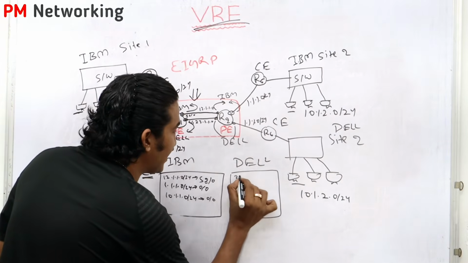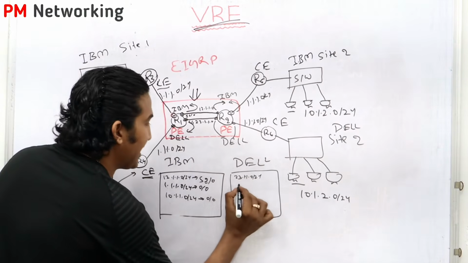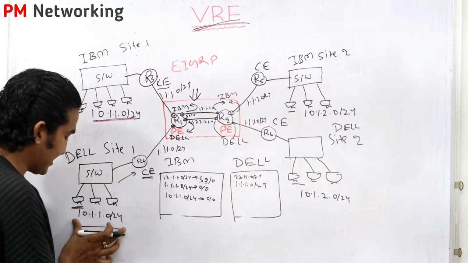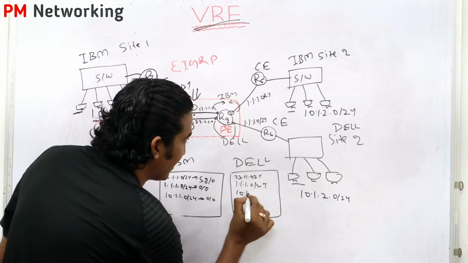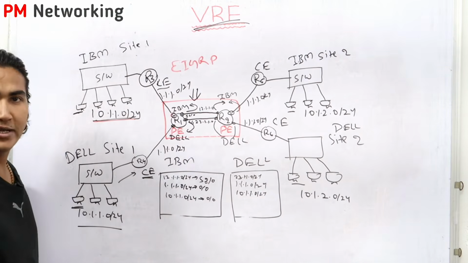there will be 23.1.1.0/24 network. After that 1.1.1.0/24 network, and then this network 10.1.1.0/24 network. This is the routing table.